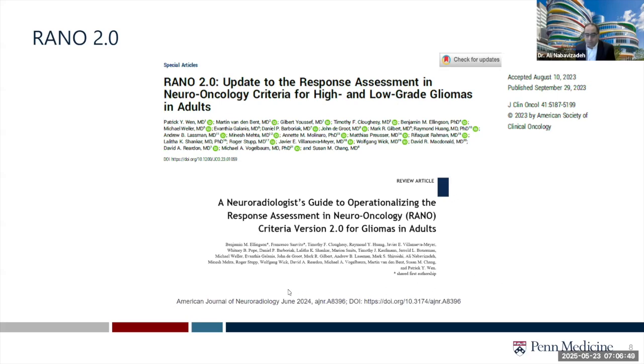that I was also part of the co-authorship team. And this work was led by Ben Ellingson and Francesco Sanvito from UCLA. And it's a very helpful review about how to operationalize the RANO 2.0 criteria that I'm going to show some of the key highlights of this paper as we move along this talk.